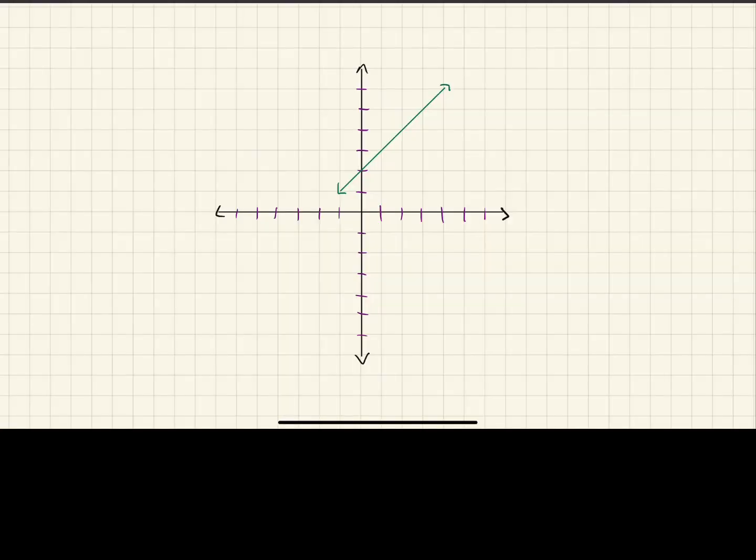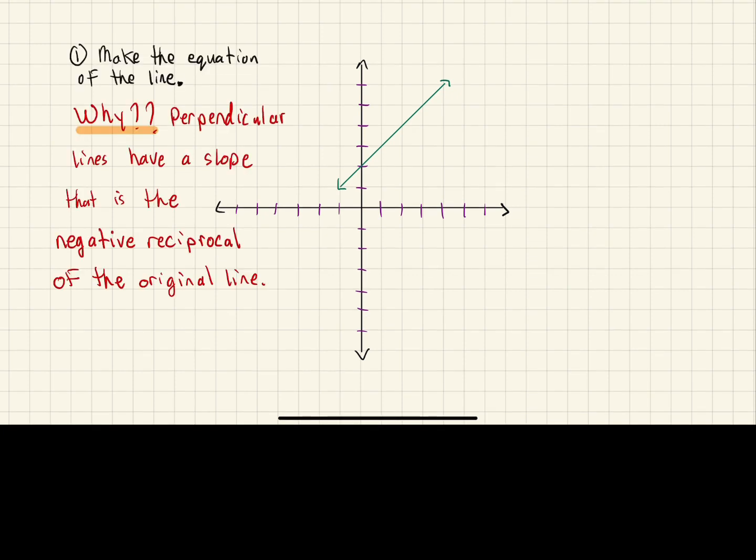Now let's say we wanted to make a line that is perpendicular to this line over here in green. And what essentially that means is we're trying to create a line that intersects. Well, a lot of the process is going to be the same as that of the parallel lines, except we're going to look for different things.